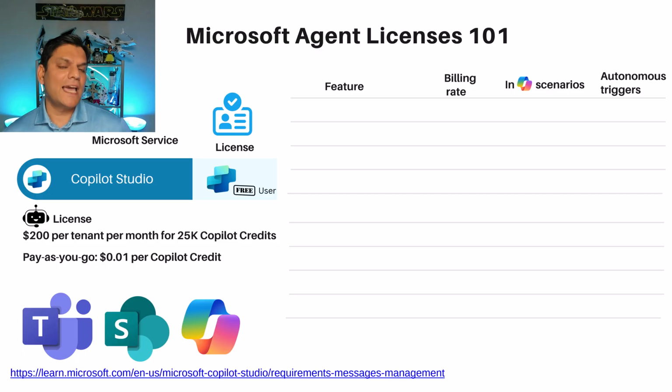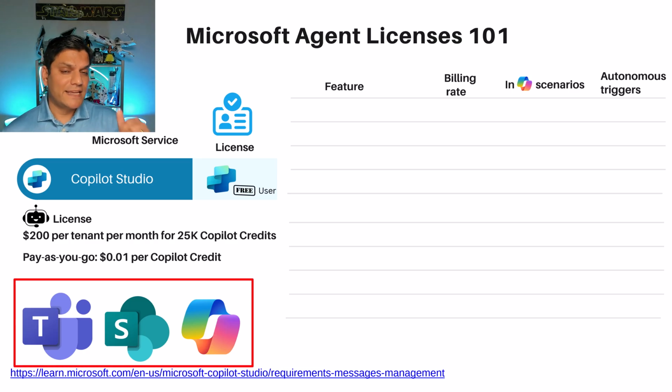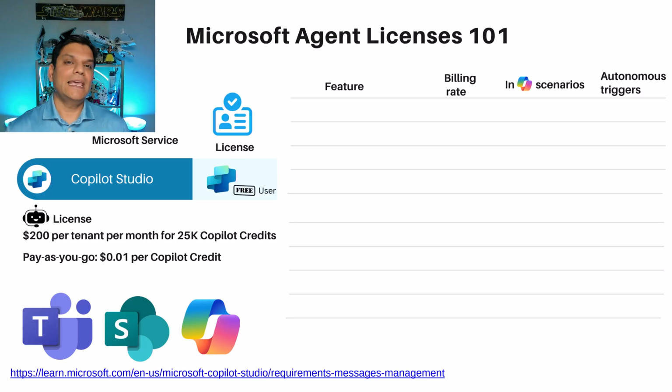However, the biggest catch over here is that that agent can only be deployed to each of these three services. It can only work in Teams, it can only work in SharePoint, and it can only work in Microsoft 365 Copilot. If you want to build an agent which is, say, available on your company website to the public, then your Microsoft 365 Copilot license will not work. You will have to buy a Copilot Studio license separately for those scenarios.